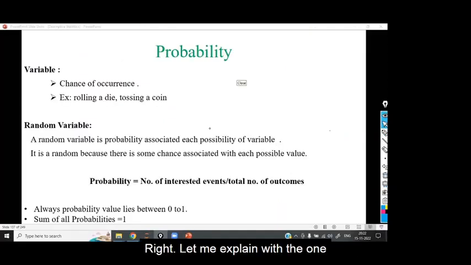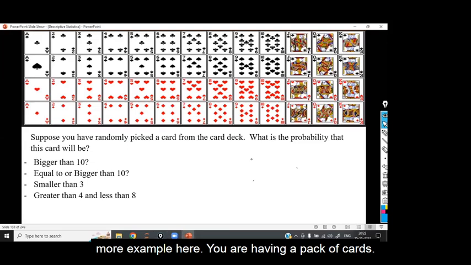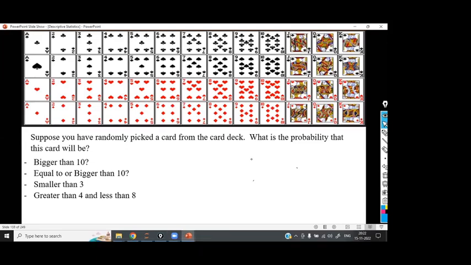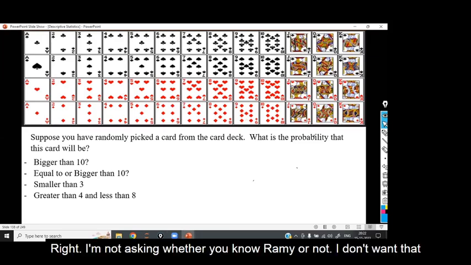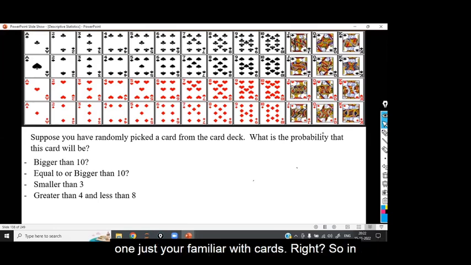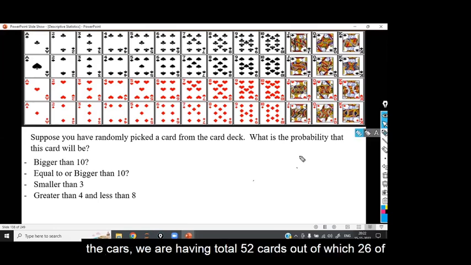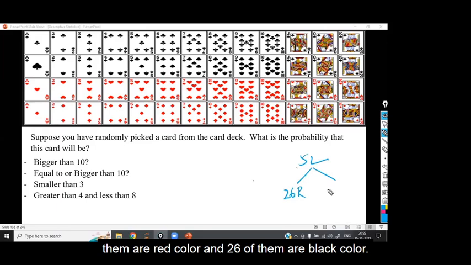Let me explain with one more example. Here, you are having a pack of cards. I think everyone knows the cards. I'm not asking whether you know Rummy or not, I don't want that. Just that you are familiar with cards. In the cards, we are having a total of 52 cards, out of which 26 of them are red color and 26 of them are black color.